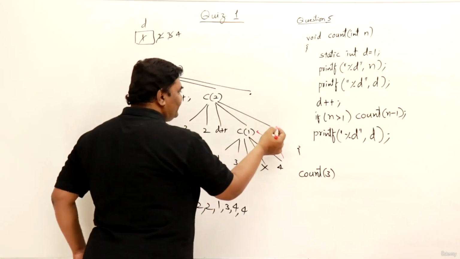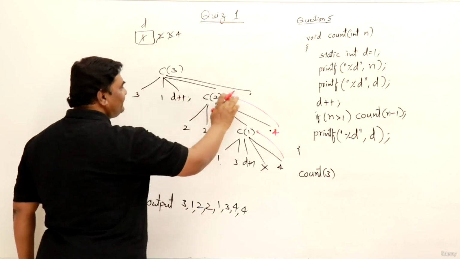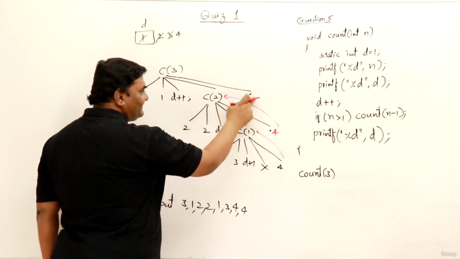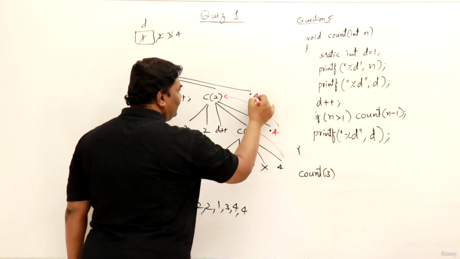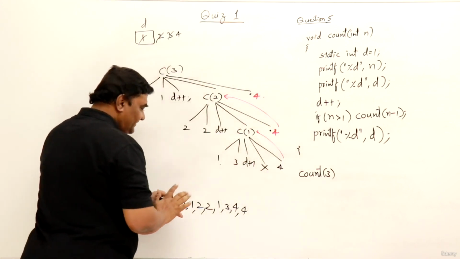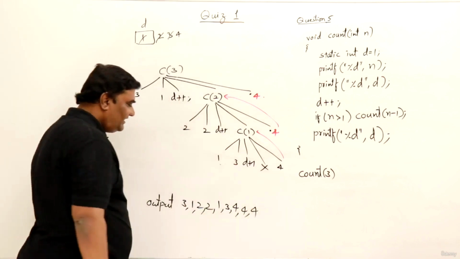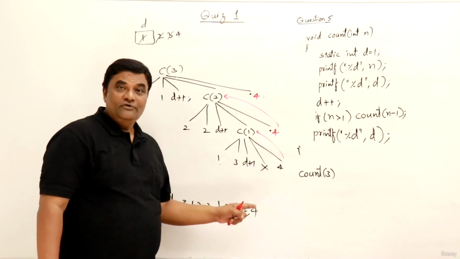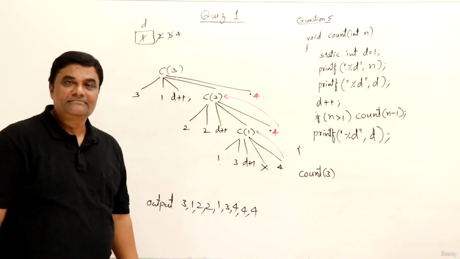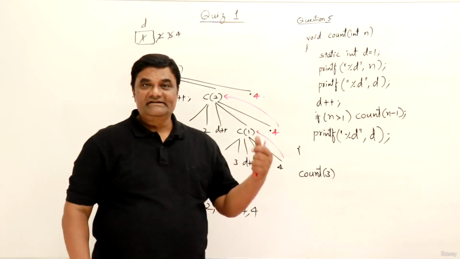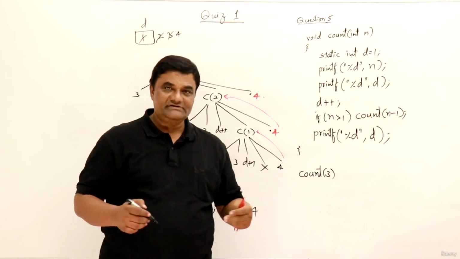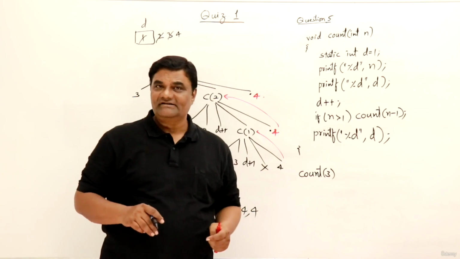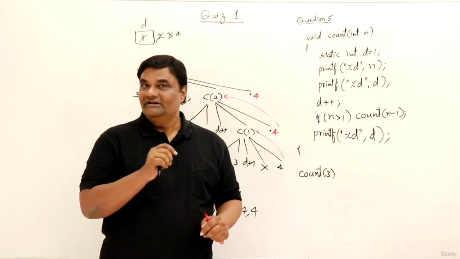Then this call finishes and it goes back to the previous call. This is over. Next is the remaining print. Print d. d is 4. So 4 is printed. So the answer is 312213444. That's all. This is the tracing and explanation of all quiz questions. You can write this program and test it also. You get the same result. So that's all with quiz 1 problems.